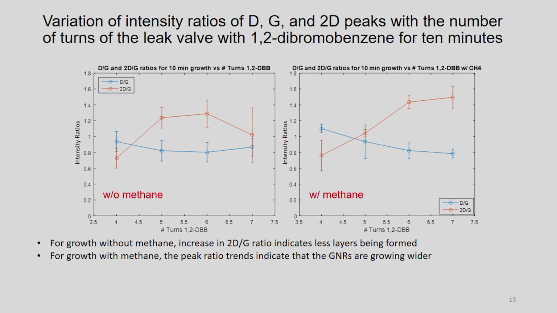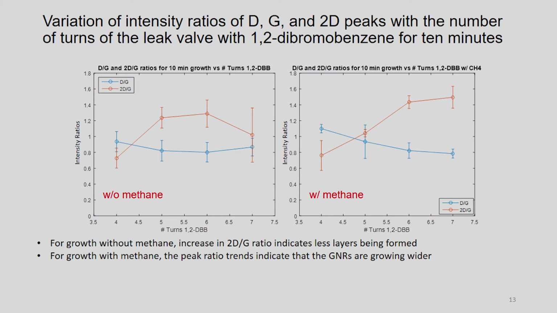This set of graphs compares the growth of graphene nanoribbons with and without methane. For the growth of graphene nanoribbons without methane, we see that the 2D to G peak ratio increases, which indicates that fewer layers are being formed. This would suggest that the primary growth of the graphene nanoribbons is to grow longer, and there weren't very many new graphene nanoribbons being synthesized.